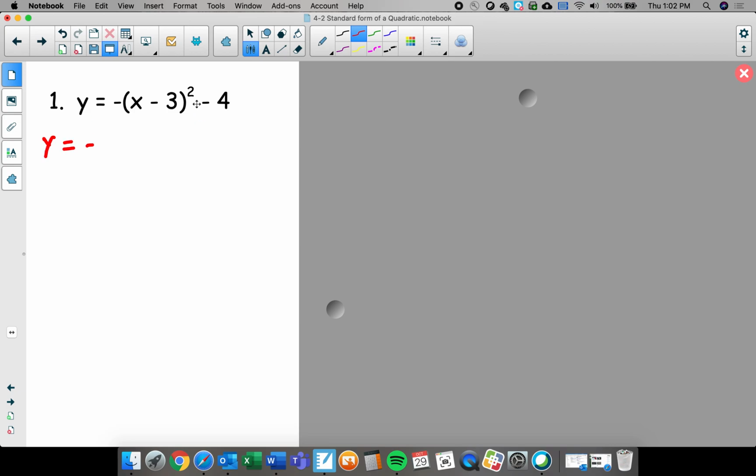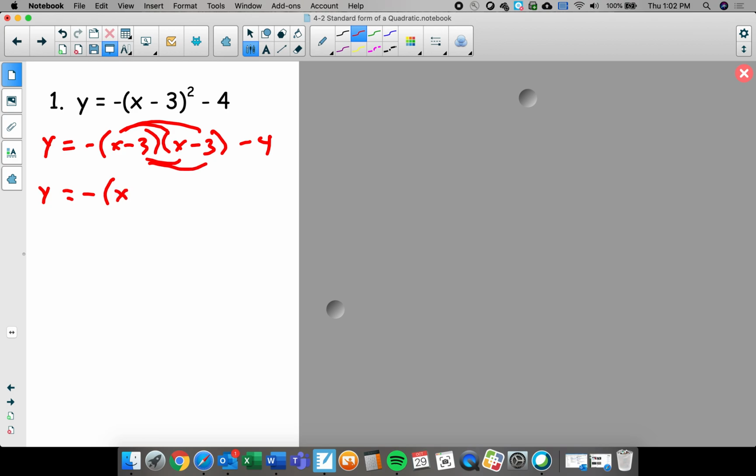Remember what it means to square. I cannot distribute, okay? It means multiply by itself. So we would have x minus 3 times x minus 3. And then you still have a minus 4 here at the end. So if I go through and multiply this whole thing out, we have y equals negative, and I'm going to just put my answer in parentheses. If I multiply x minus 3, all I'm doing is distributing. I'm going to distribute the x, then I'm going to distribute the negative 3 and combine like terms.